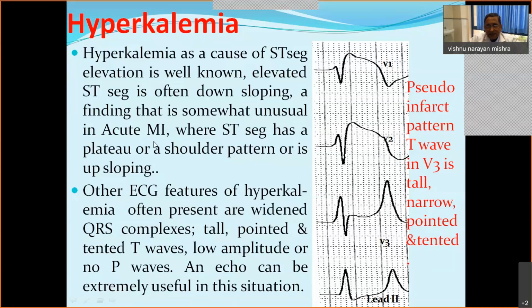A finding that is somewhat unusual in acute MI, whereas the ST segment has a plateau or a shoulder pattern or is upsloping. So in the ST segment, you find an upsloping ST segment keeps on going like that, and here you are finding it is coming like this. And so this is suggestive of hyperkalemia. Other ECG features of hyperkalemia often present are widened QRS complexes, well-pointed and tented T waves. Here we are seeing the tented T wave, and low amplitude or absent P wave. So P wave is also absent in this ECG. The full lead is not visible. And echo can be extremely useful in this situation.